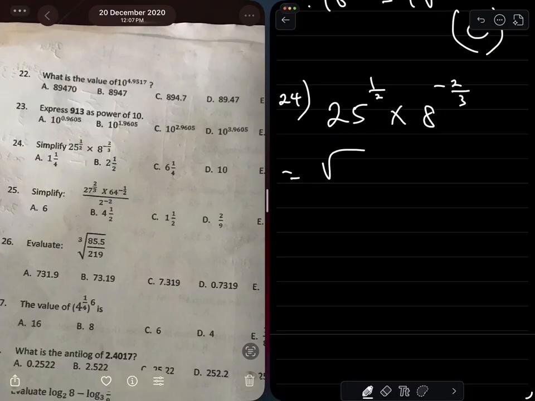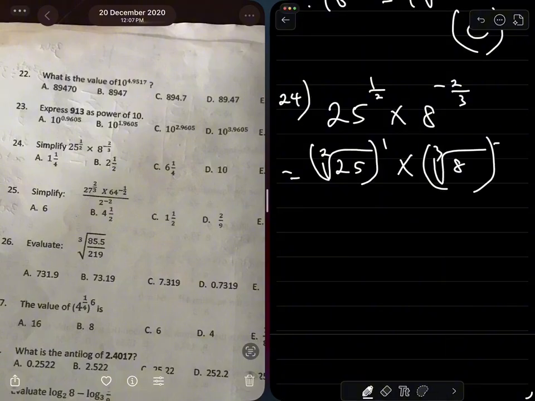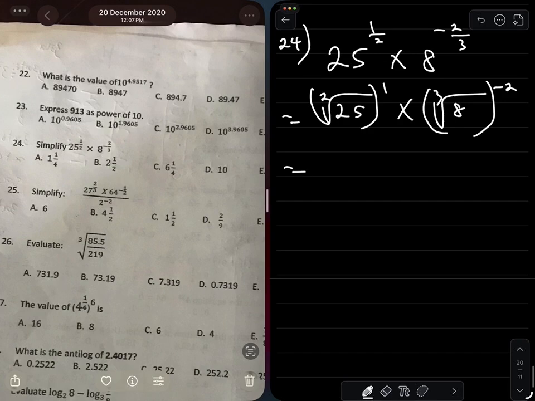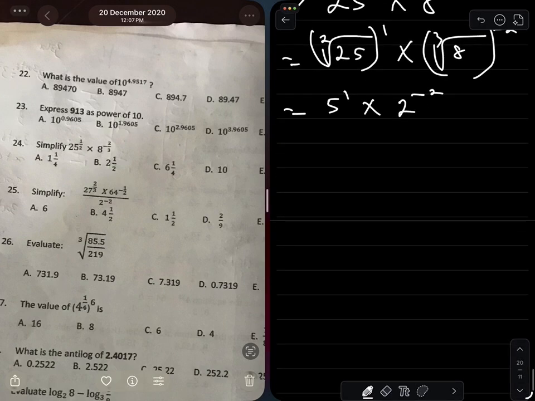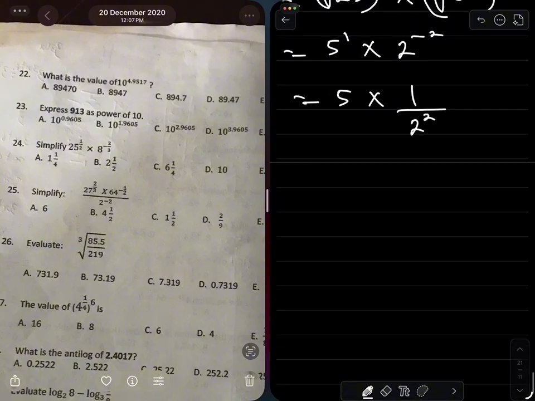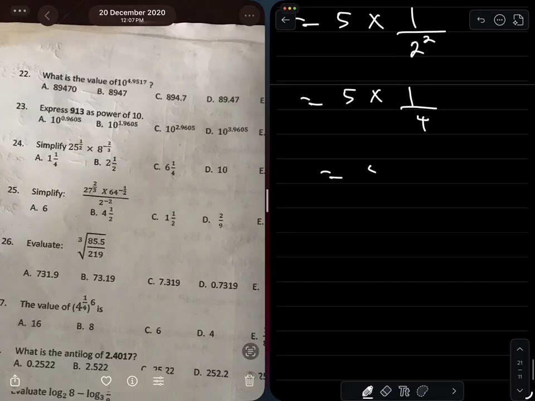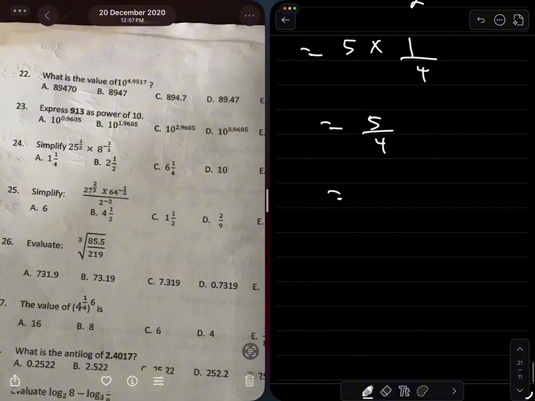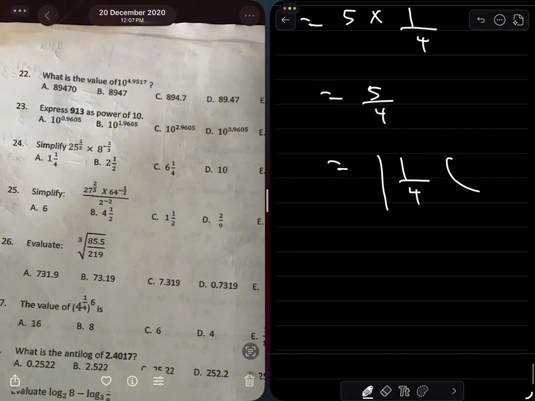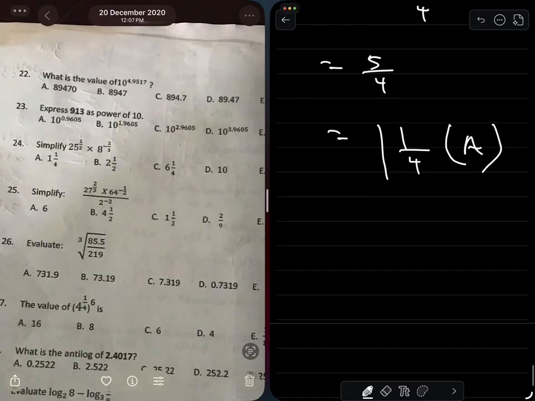So this means the square root of 25 raised to power 1, times the cube root of 8 raised to power minus 2. The square root of 25 is 5, raised to power 1. The cube root of 8 is 2, raised to power minus 2. That's 5 times 1 over 2 raised to power minus 2, which is 1 over 2 raised to power 2. Which means 5 times 1 over 4, that's 5/4, or 1 and 1/4. Beautiful.